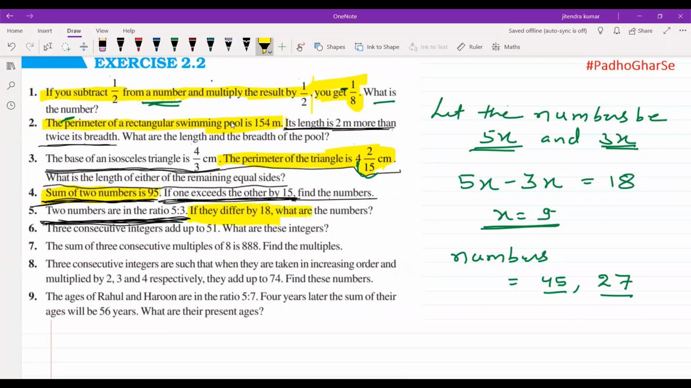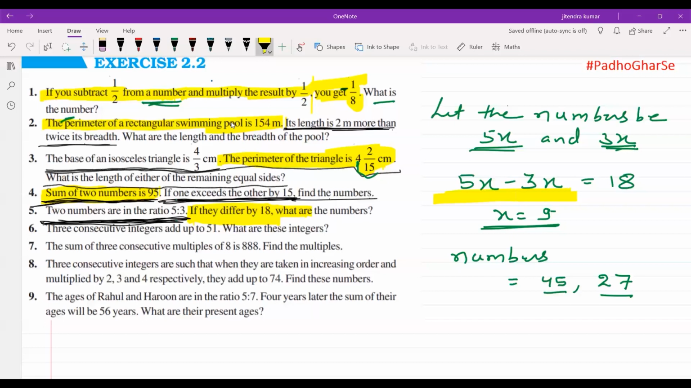If it is written that they differ by 18, we subtract. If it is written that the sum of the two numbers is 90, in that case we add: 5x plus 3x is equal to 90. So that depends on the second condition, right? Here the second condition was that they differ by 18, that is why we are subtracting.